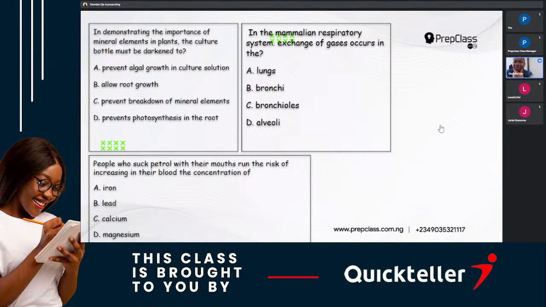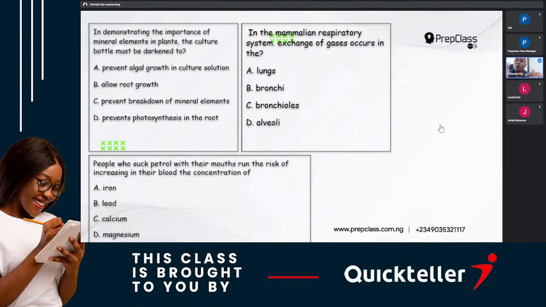In the mammalian respiratory system, exchange of gases occurs in what? Many students always miss this question. They always miss it, and JAMB will still repeat it many times because they miss it. Now, they miss lung for alveoli.